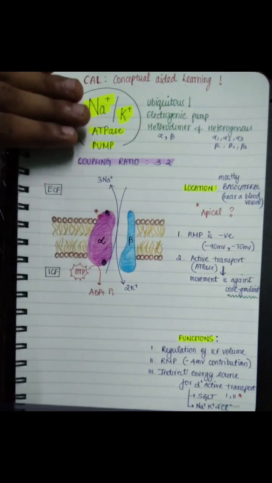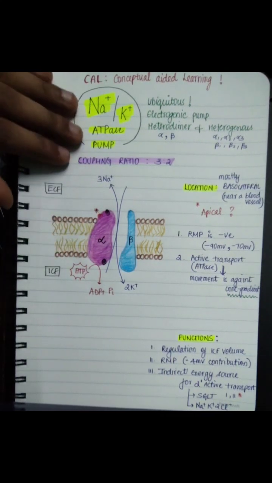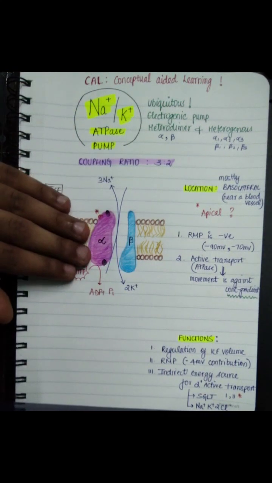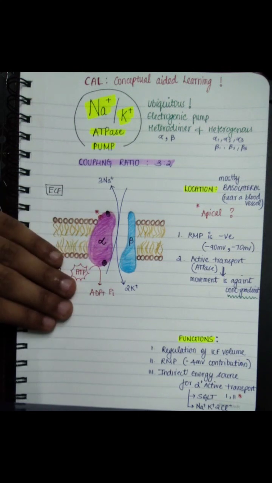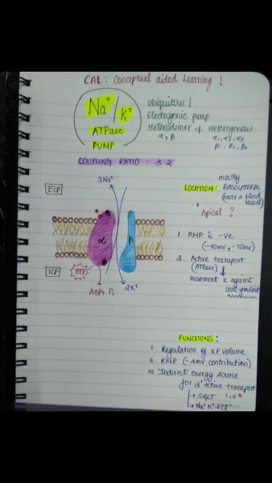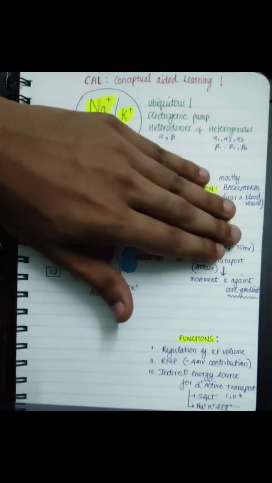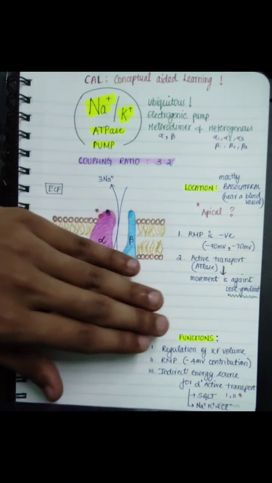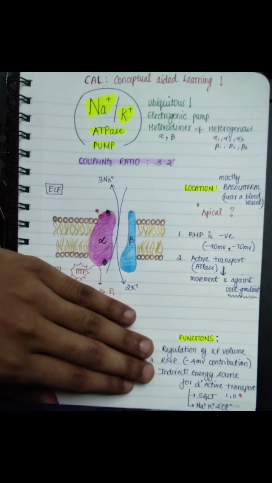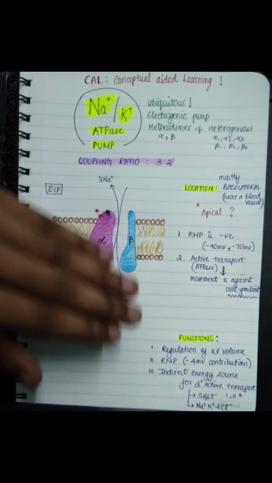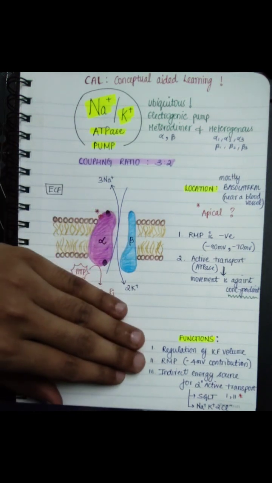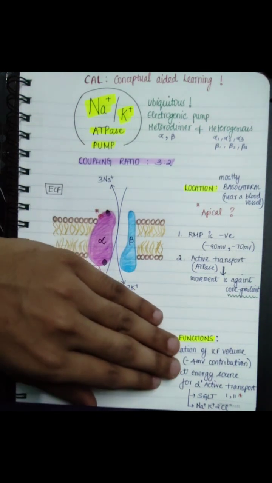That is the reason we are using ATP, and hydrolysis happens in the alpha subunit. With this energy we are moving against the concentration gradient. This is the first part. Next is that RMP is negative. If we see, one of the important functions of the sodium potassium pump is its contribution to the resting membrane potential.